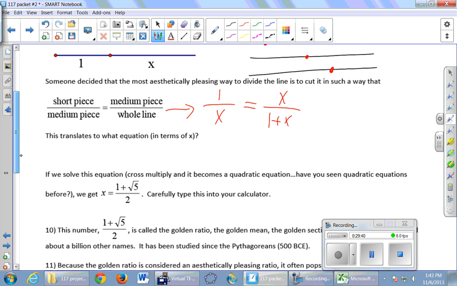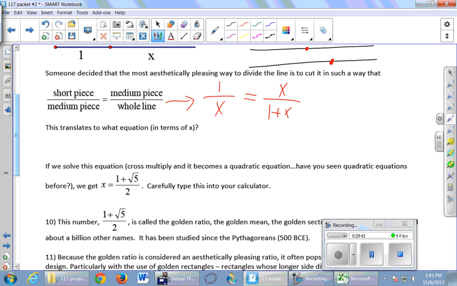Now this is going to take us afield from stuff that I'm going to expect you to do, but if we cross multiply, and I think some of you have seen that phrase before in some algebra class, then what it says is 1 times 1 plus x is equal to x times x. Multiply the two diagonals, and it's still equal. 1 times anything is just itself, so I'm not going to write the 1 anymore.